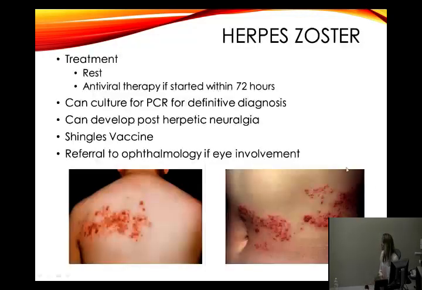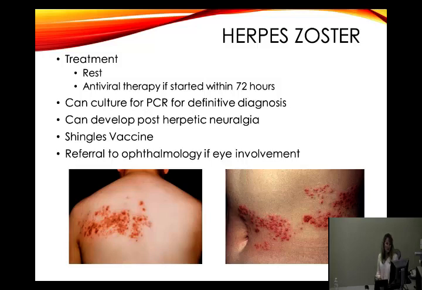So treatment of herpes zoster is rest and then antiviral therapy. For herpes zoster, we say typically within 72 hours. There is no value in treating after 72 hours, and so we would not give an antiviral. I know that depending on where you get treated, some people will give an antiviral after 72 hours, but it really provides no benefit to the patient. Again, you can culture this for a definitive diagnosis, and we always do culture it. It's a painless test, it's relatively inexpensive, and then you have your definitive diagnosis.